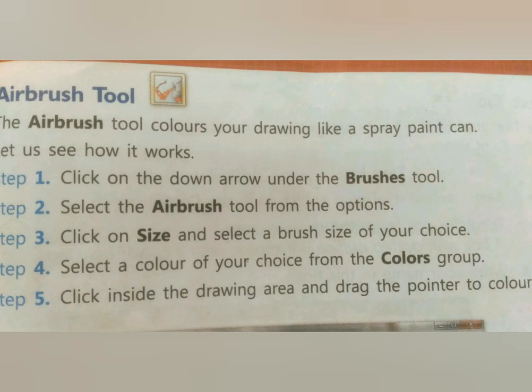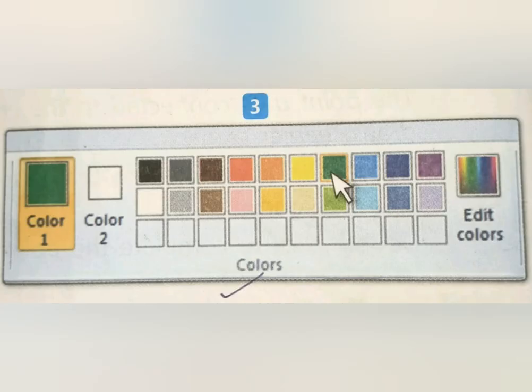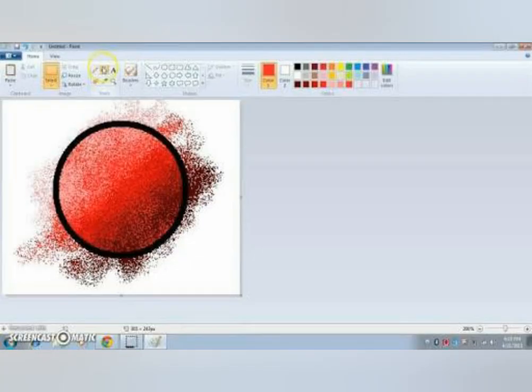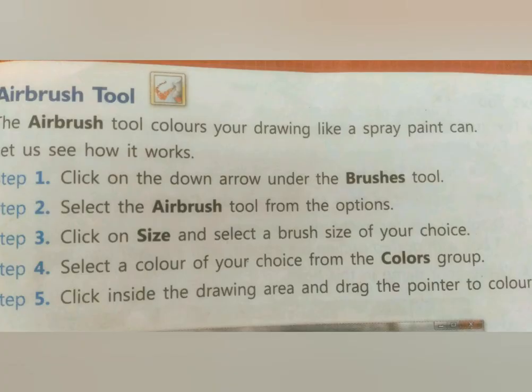Step 3, click on size and select a brush size of your choice. You can select the size of the brush on clicking the size. Step 4, select the color of your choice from the color group. After selecting the color, click inside the drawing area and drag the pointer to color. So you can use all these steps to use the airbrush tool.